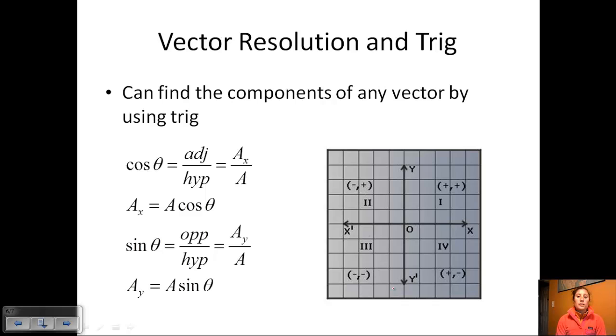Okay, so we can find the components of any vector by using trig. There are 3 trig functions that we're going to need to know how to use: cosine, sine, and tangent. A lot of you may have learned in math the SOHCAHTOA. So sine is opposite over hypotenuse. Cosine is adjacent over hypotenuse. And tangent is opposite over adjacent. Okay, so SOHCAHTOA.